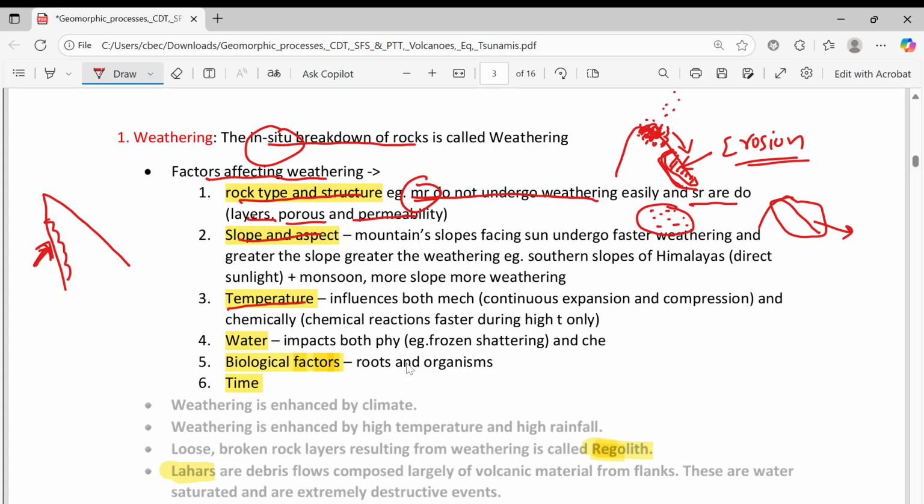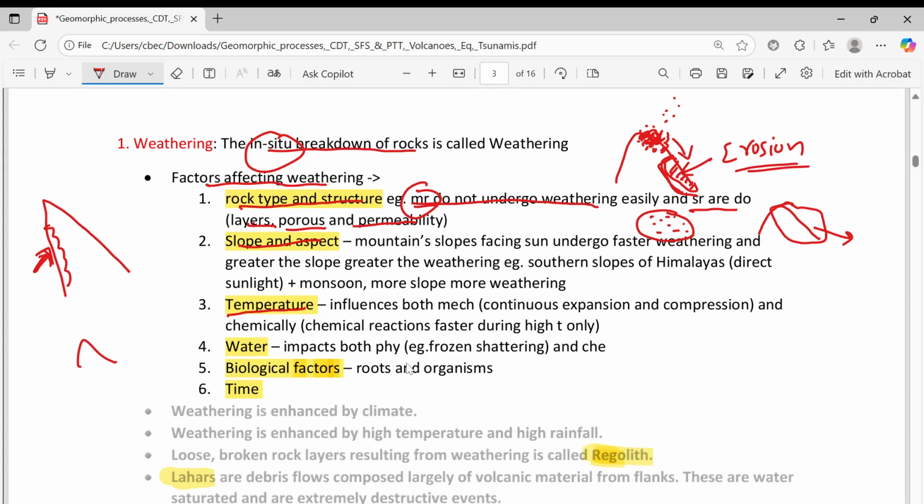Then temperature. For example, if more temperature is there, then what will happen? The rock, for example, this is the rock. When temperature is there, during daytime it will expand. During night time it will shrink. So this expansion and compression, the rock will expand and compress. In this process, it will break. That is what we call physical breakdown.